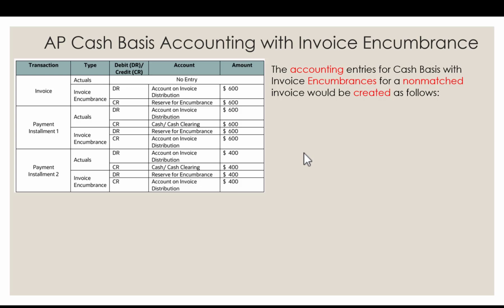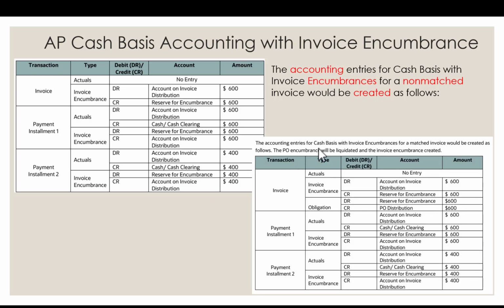What about for matched? Accounting entries for cash basis with invoice encumbrance. For matched, as you see here, for actuals there is no entry, the same. For the invoice encumbrance, debit the same, and the obligation will be there, reserve for encumbrance, PO distribution account. For payment installment 1, actuals the same, and invoice encumbrance: reserve debit, credit account on invoice distribution, and the same for payment 2.